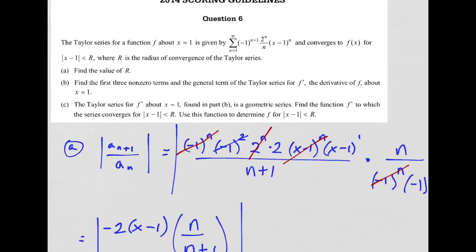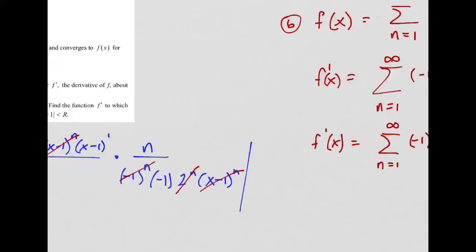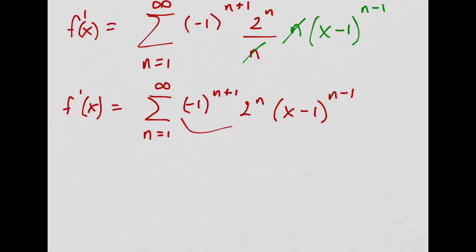So what did it say? Find the first 3 non-zero terms and the general term. Luckily, this is the general term. So we're done with that part. Now I just need to plug in stuff and find the first 3 terms. I don't even need to simplify that. So this, I'm going to say, is equal to, and then start with 1. And I kind of like to do this. That's my index n. Start with 1.